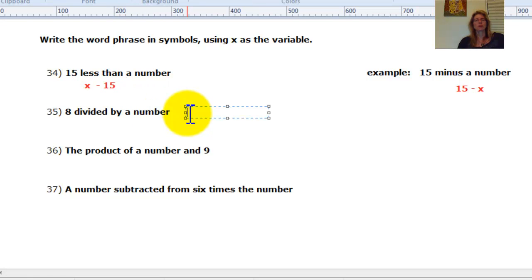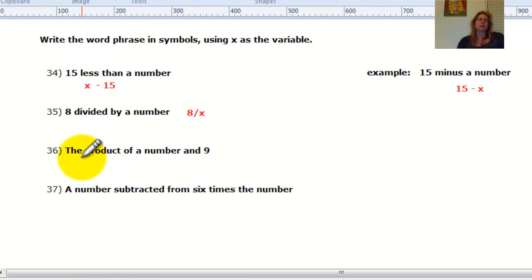Okay, so in this one, 8 divided by a number, that's exactly how it sounds. 8, and then you put the division sign. In this case, we'll use x for a number. We use just a fraction bar for the division. 8 divided by x. And the product, make sure you know the language.